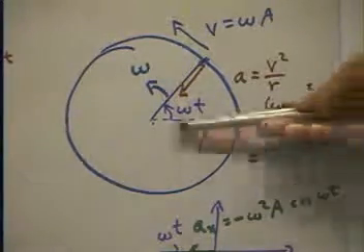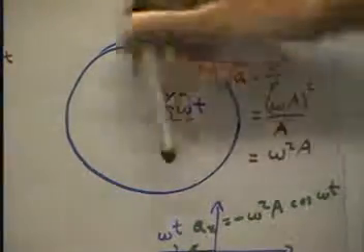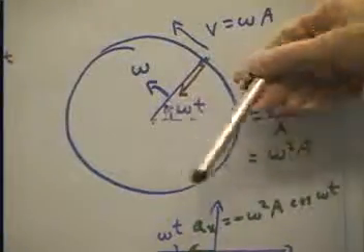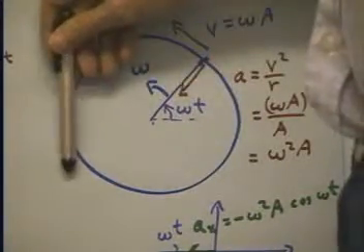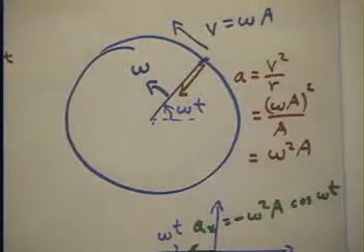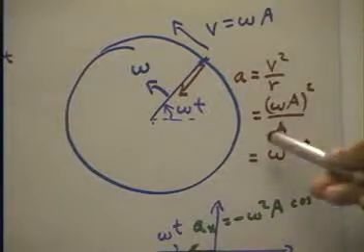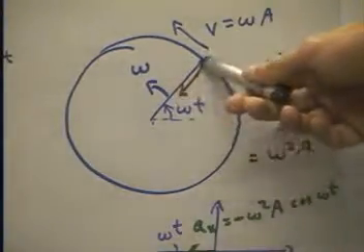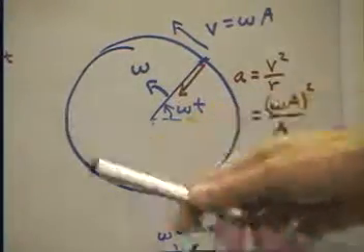If we're at this point or this point, however, the acceleration will be toward the center and will be parallel to the x-axis. So when we're here, we're getting the entire omega squared a acceleration, and when we're here, we're getting the entire omega squared a acceleration. So our maximum acceleration, omega squared a, will equal the centripetal acceleration of the point on the reference circle at this point and at this point.